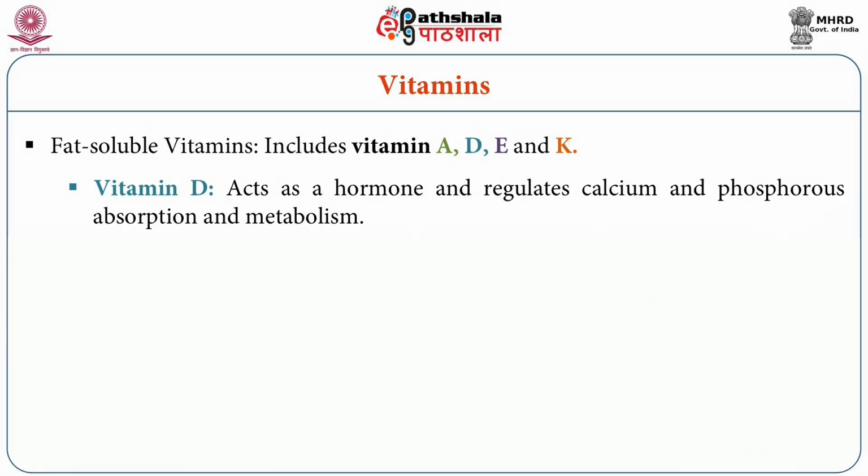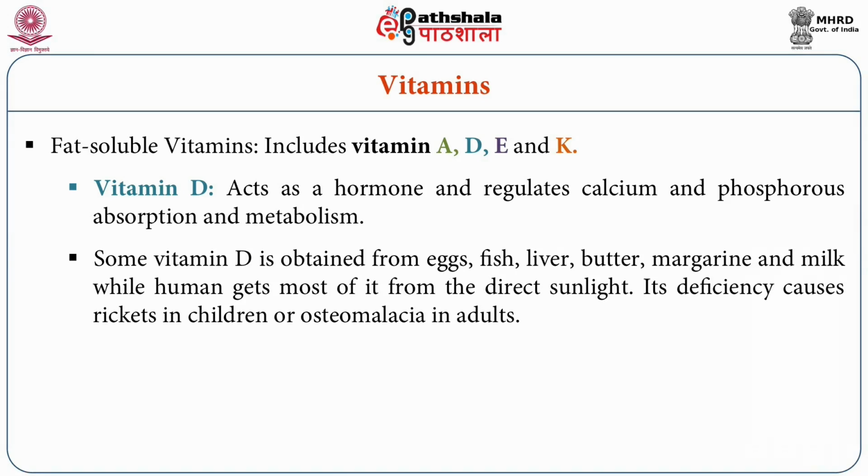Then coming to the next fat soluble vitamin, that is vitamin D. Vitamin D is again gaining a lot of importance these days because every disease is nowadays linked to the deficiency of vitamin D. Vitamin D acts as a hormone and it regulates the calcium and phosphorus absorption as well as the metabolism of calcium and phosphorus. Some amount of vitamin D is obtained from fish, eggs, liver, butter, margarine, milk, etc. But most humans should get their vitamin D from direct exposure to sunlight. It is called the sunshine vitamin.